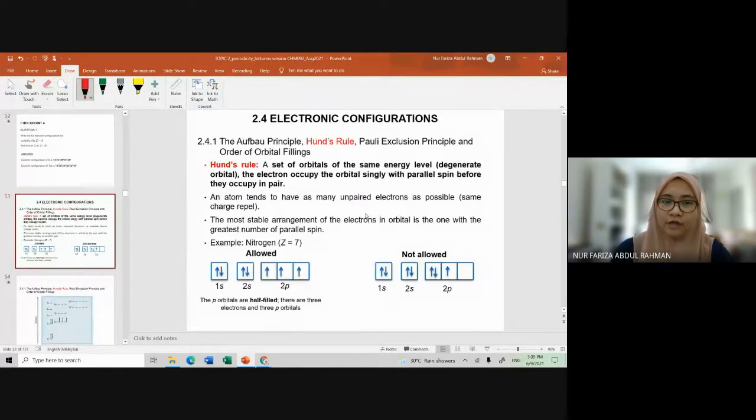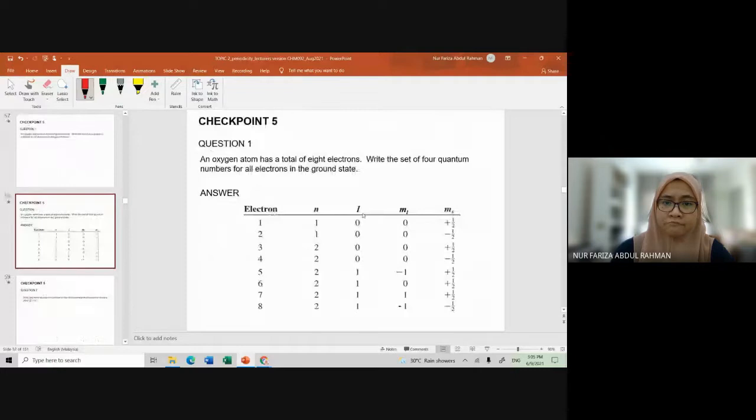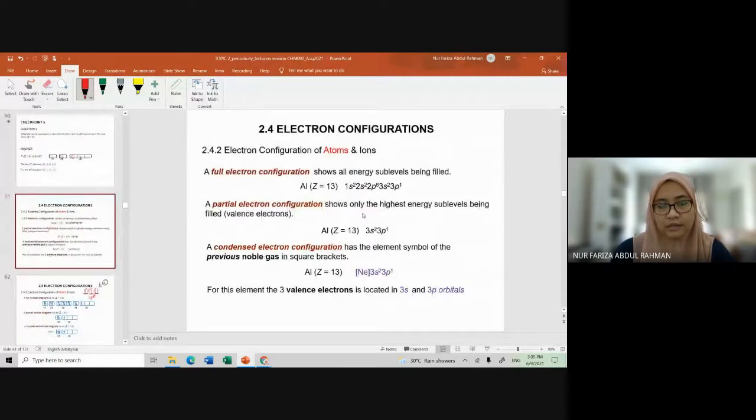And then moving on, we have ways to describe electron configuration. We have a few types of electron configuration. One is known as full electron configuration, in which all of the sub-levels are shown. Then we have partial electron configuration that shows only the highest energy sub-level being filled, which also represents the valence electrons.